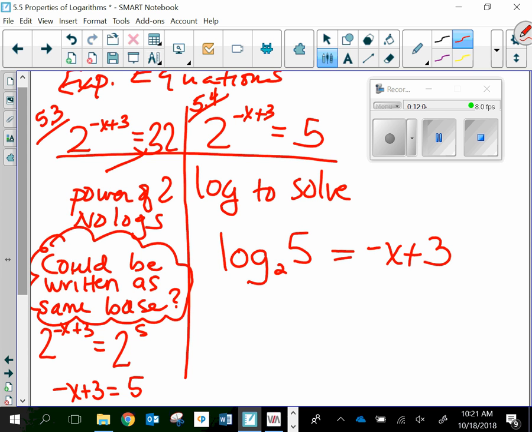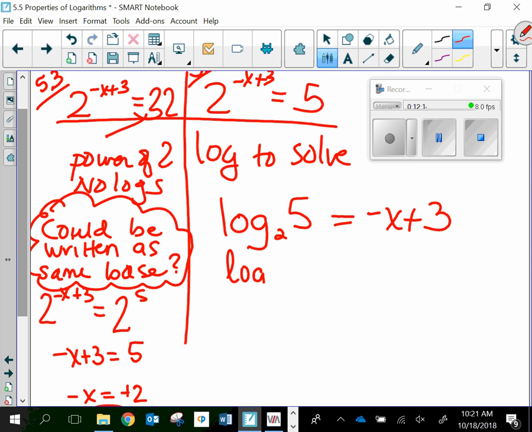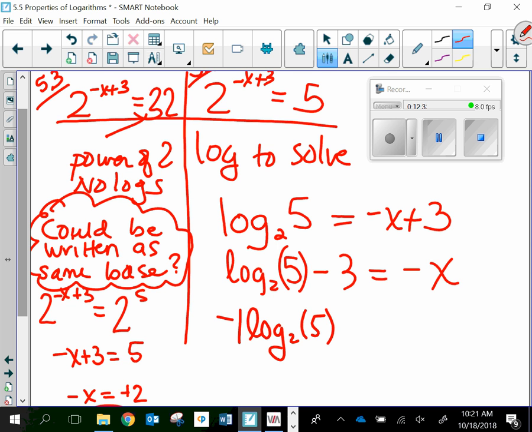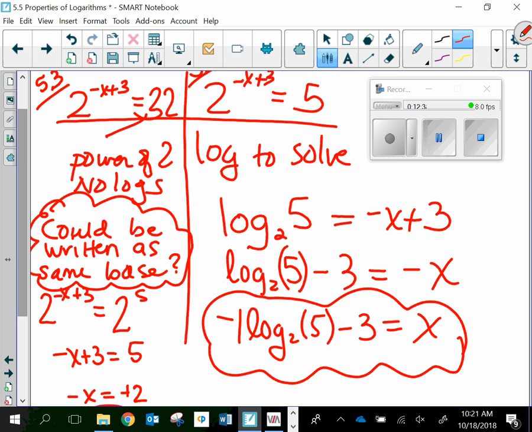I'm trying to figure out what x is, so I need x by itself. So Ella, what should I do now? Good. Subtract 3. Now the 5 is the only log piece. The 3 has nothing to do with the log. Whatever you get for the log base 2 of 5, you subtract 3 from it and you get negative x. Then divide by negative 1, either way, equals x. Oh, I have a mistake here. Thank you. I'm really okay being corrected. Okay, very good. So that's your answer.